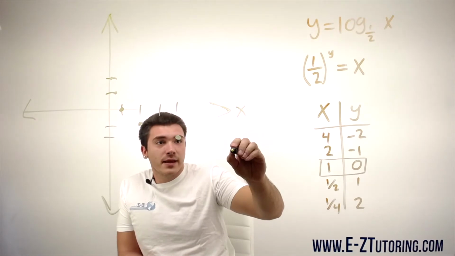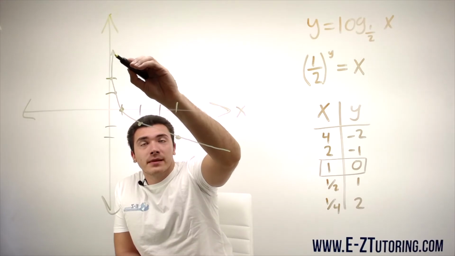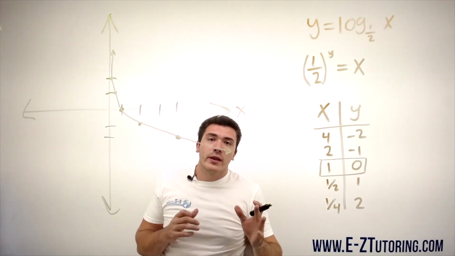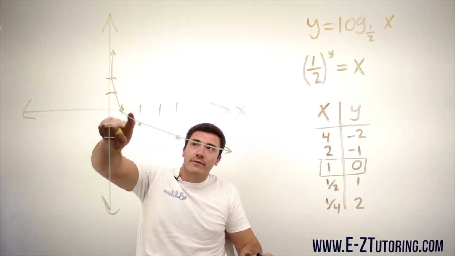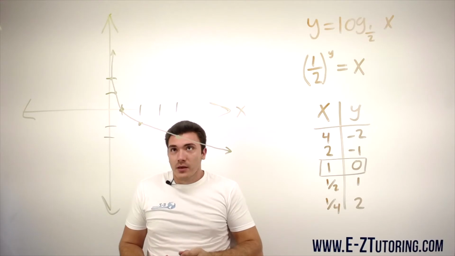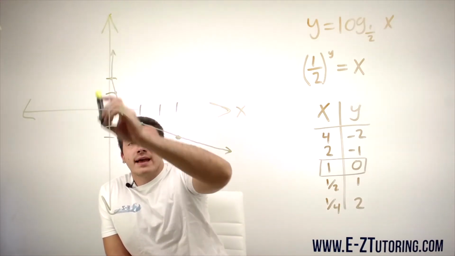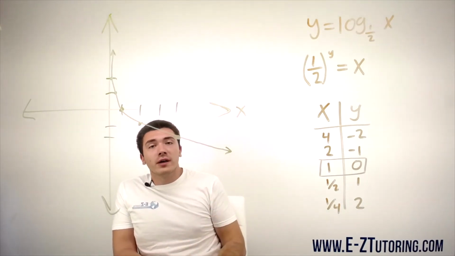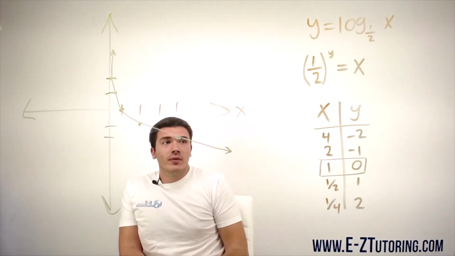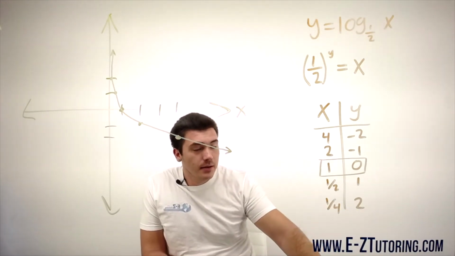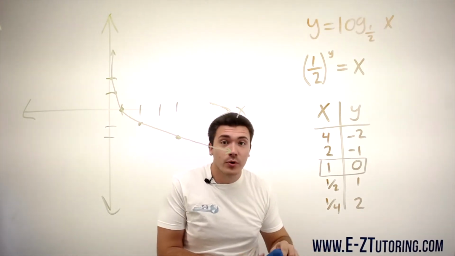When you connect these dots, you will see that we get a graph that looks just like what I showed in the beginning. When your base is less than 1 and greater than 0, it will have a graph that has this pattern. This graph will get forever and ever close to the y-axis, but it will never actually touch or cross the y-axis. And over here it will go on forever and ever. So that is the logarithm graph of this equation. Let's go ahead and do one more equation.